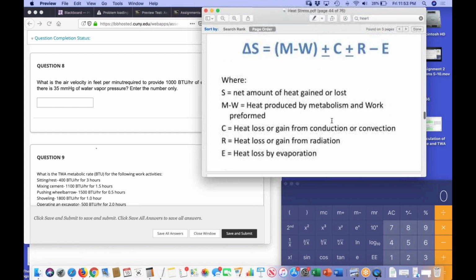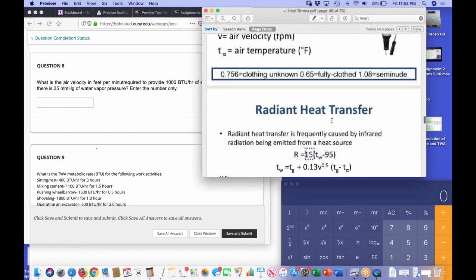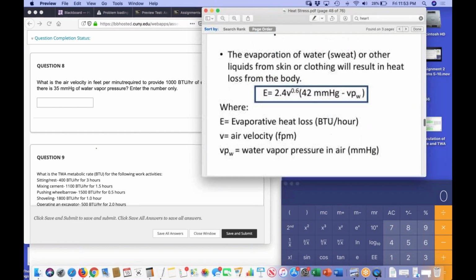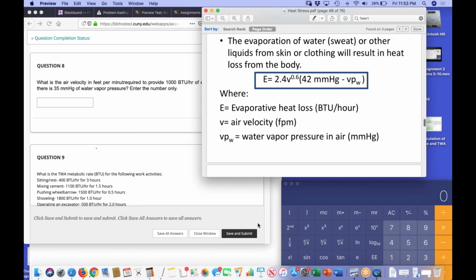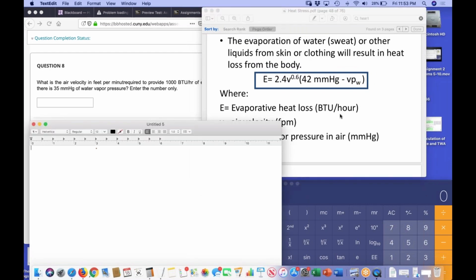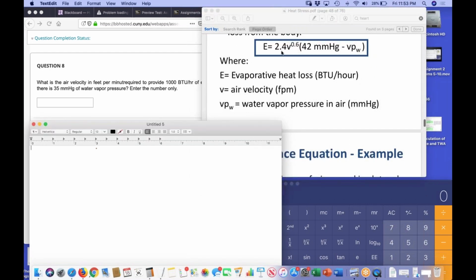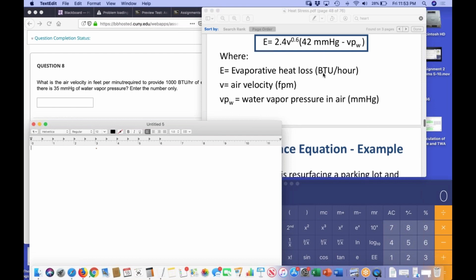Evaporative rate, convection, radiant, and evaporative heat loss. So here's our formula for evaporative heat loss. E is equal to 2.4 times the velocity to the 0.6 power times the difference of the vapor pressure of water subtracted from 42 millimeters of mercury. So let's see if we can't work this out.